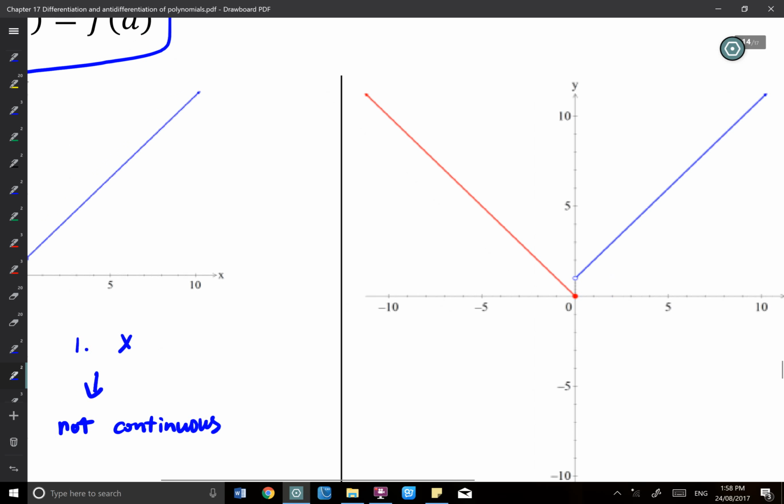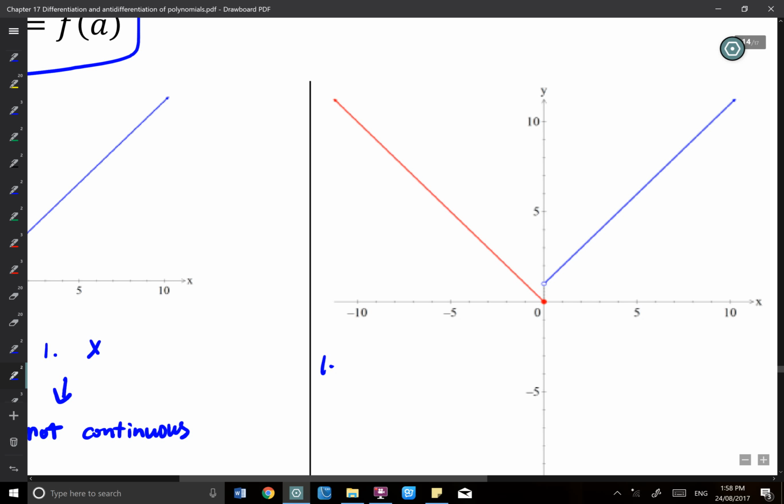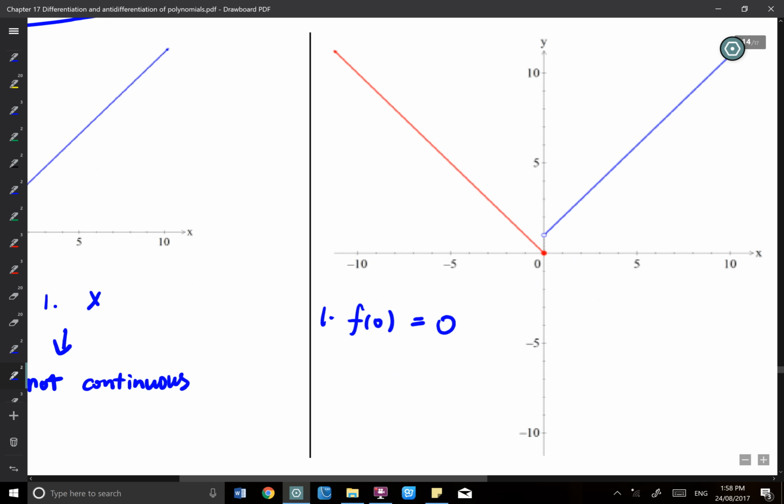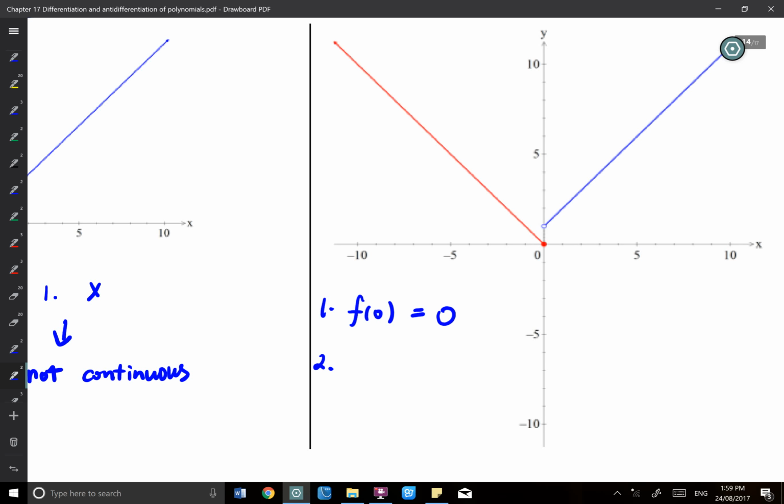Okay, the second. Is it defined at x equals 0? What does f(0) equal? f(0) equals 0. Does the limit exist? Yes or no? No. Can you see? The function already has a jump here. It's not even connected together. It's definitely no limit for that.